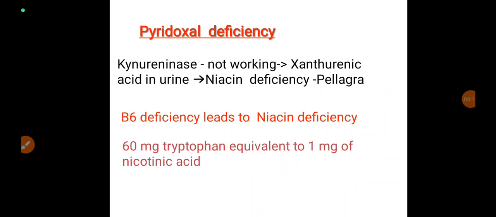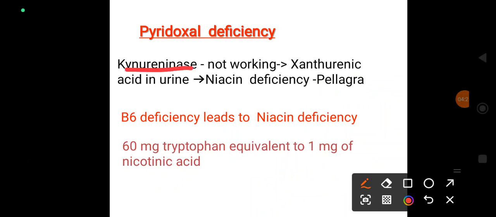So, when there is a deficiency of pyridoxal phosphate, or vitamin B6 deficiency, this kynureninase enzyme is inactive. So, we get niacin deficiency, and the patient presents with pellagra-like symptoms. So, 60 milligrams of tryptophan gives you 1 milligram of nicotinic acid or niacin.